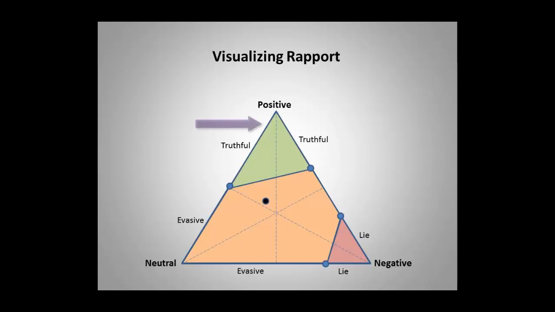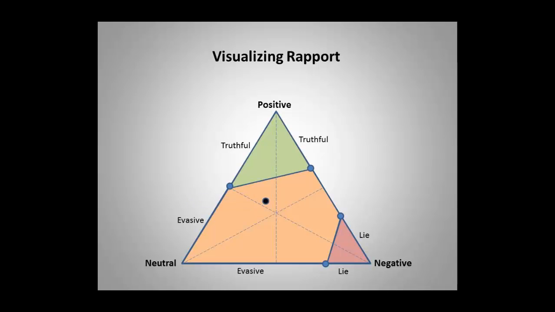If the current rapport is in the top green region, the ABA will respond truthfully. If the rapport is in the large middle region, the ABA will respond evasively. And the ABA will lie if the rapport is in the bottom red region. Rayan has a friendly and cautious personality, which gives him a neutral predisposition towards strangers, as indicated by the black dot in the evasive region.